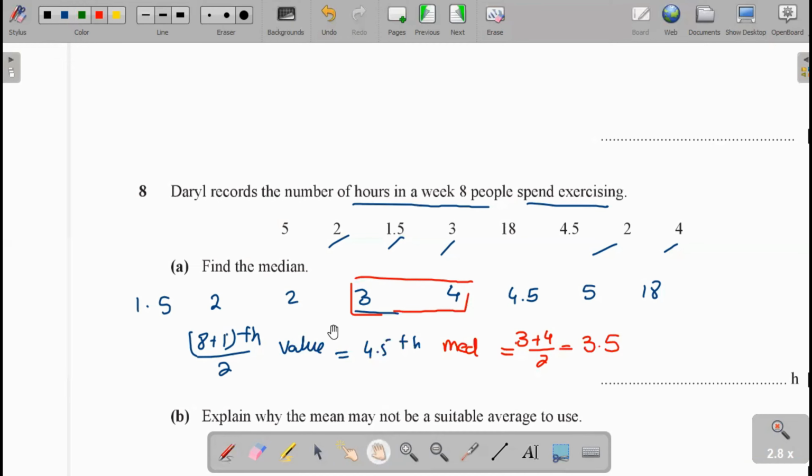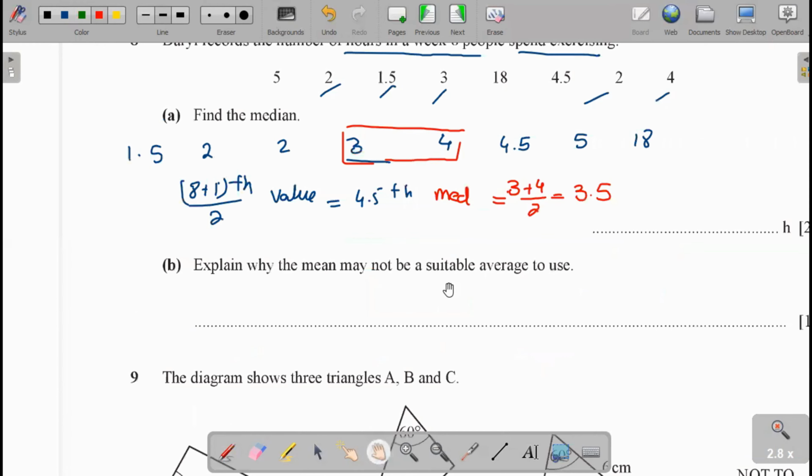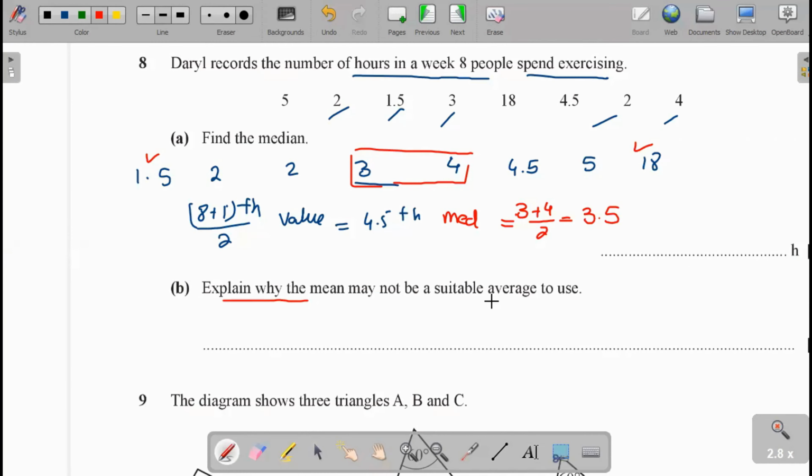Now part B: explain why the mean may not be a suitable average to use. Because the data has an extreme value, therefore the mean may not be suitable. Now we write it: data having extreme values.